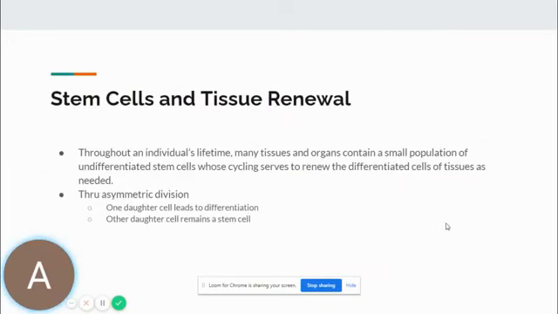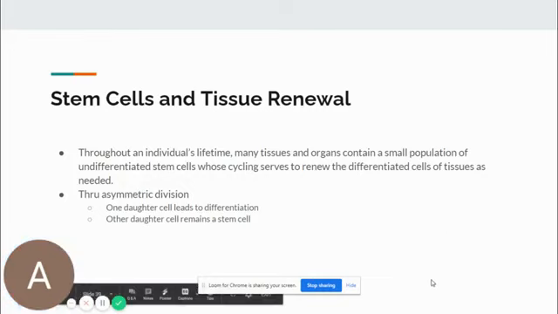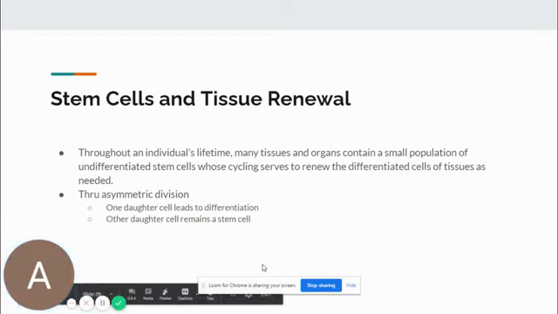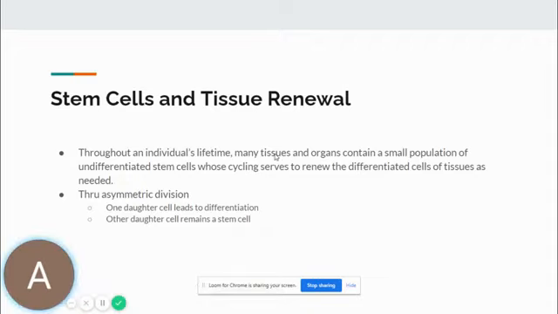Of course, we'll also briefly discuss stem cells and tissue renewal because this is a very important topic, especially when talking about DNA and the nucleus. So, stem cells and tissue renewal. Throughout an individual's lifetime, many tissues and organs contain a small population of undifferentiated stem cells whose cycling serves to renew the differentiated cells of tissues as needed. And our body does this through asymmetric division.